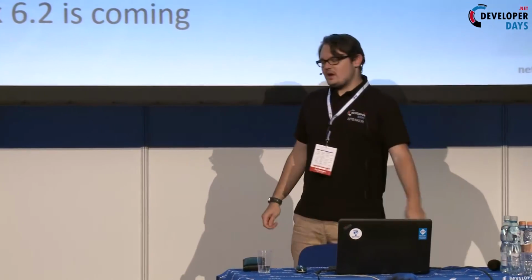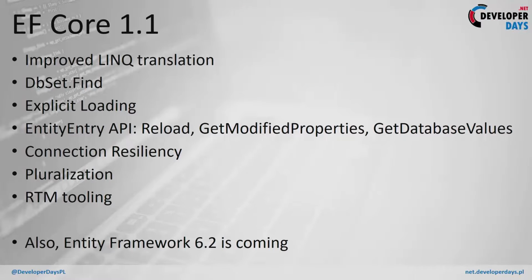And they promise that they will have RTM tooling. And when I said at the start of this session that EF might be dead, it won't be dead. They have plans for Entity Framework 6.2, and if you look at their GitHub, they have about 2 pages of issues which are assigned to the 6.2 milestone. So very probably most of the issues will be resolved, and they will release a new version of Entity Framework.